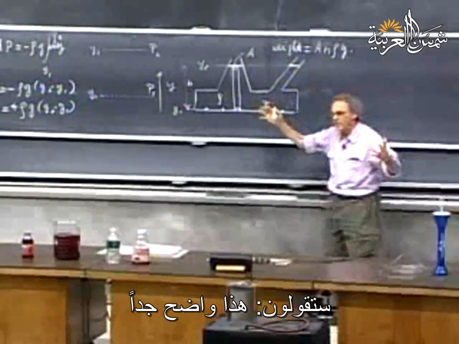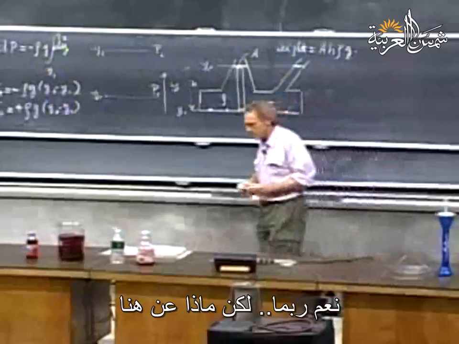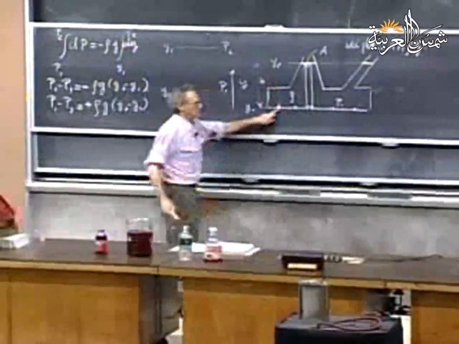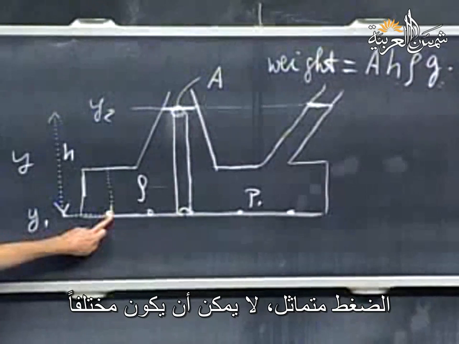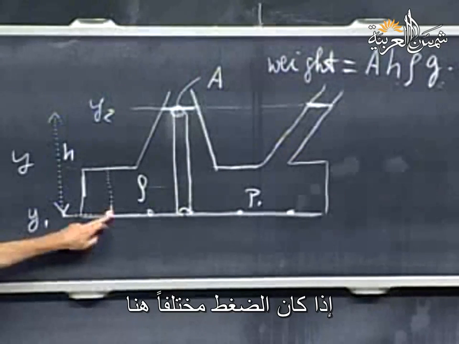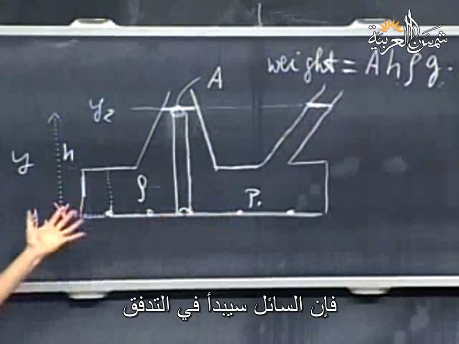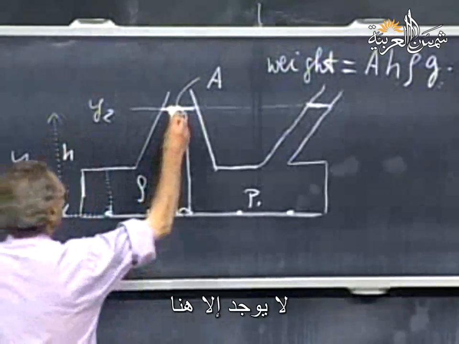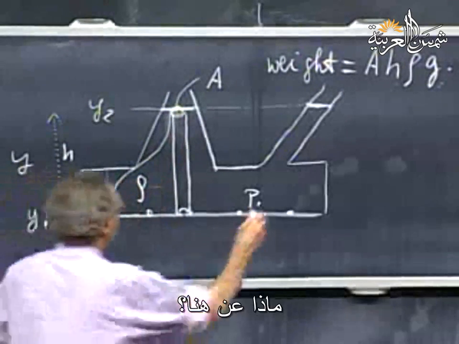So you say that's very clear. Yeah, maybe. But how about here? The pressure is the same. It couldn't be any different. If the pressure were different here, then the liquid would start to flow. But here you don't have that column H over you. You only have it here. And how about here?